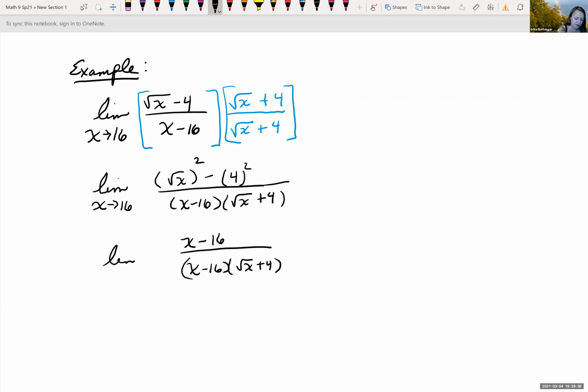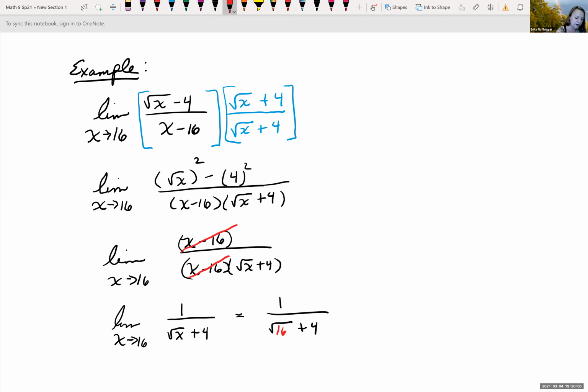Bring down our limit. So now notice that once we've rationalized that numerator, we have like factors in the numerator and denominator, so we can cancel this x minus 16, and we're left with the limit as x approaches 16 of 1 over the square root of x plus 4. So by direct substitution, we have 1 all over the square root of 16 plus 4. Well, the square root of 16 is 4. So we have 1 all over 4 plus 4, or 1/8.